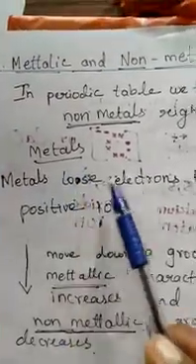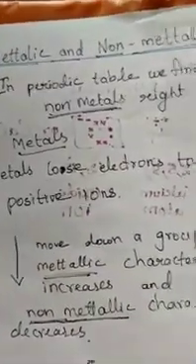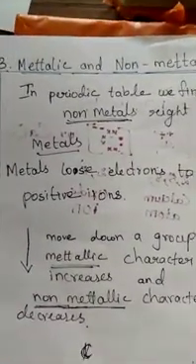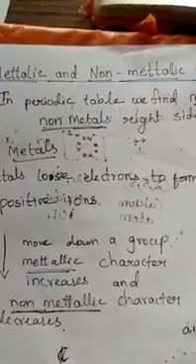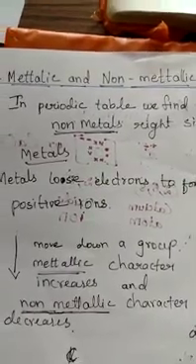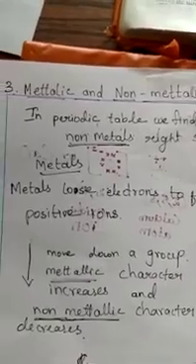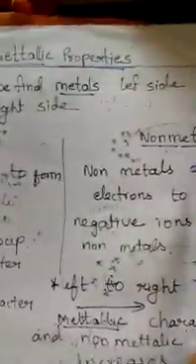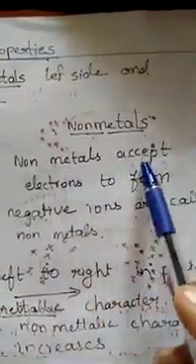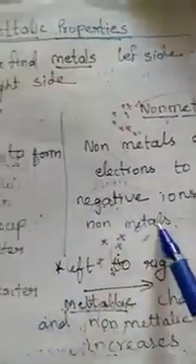Metals lose electrons to form positive ions. In 9th class we studied about covalent bonds, which share and accept electrons to fill their octet. Octet means 8. To fill the outermost shell with 8 electrons, they lose or accept electrons. Metals lose electrons to form positive ions, and non-metals accept electrons to form negative ions.